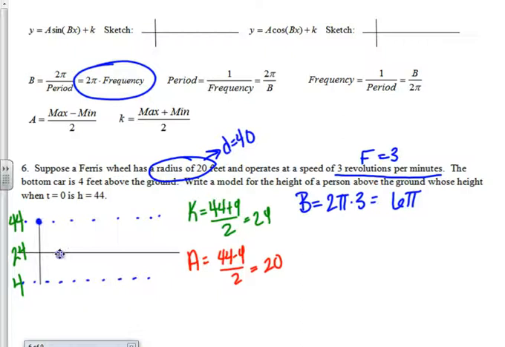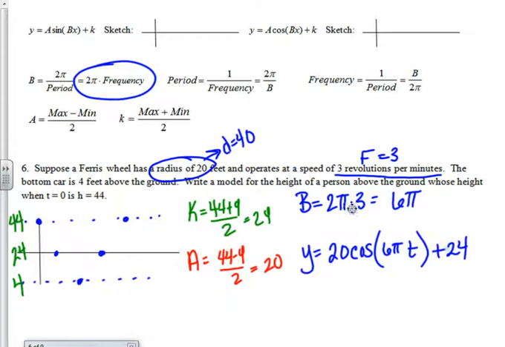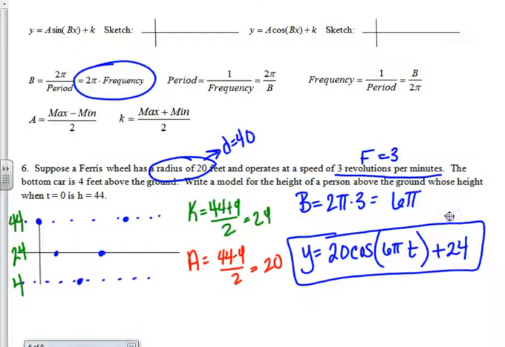So apparently this graph is going to look something like this. Now that I see a picture of how this is going to be sketched out, I can see it's a cosine graph. If I want to start at the origin, with an amplitude of 20, cosine, the b is a 6 pi. They want me to use t for time. And then there was a midline shift of up 24. That is my function. And I think that's all they wanted.